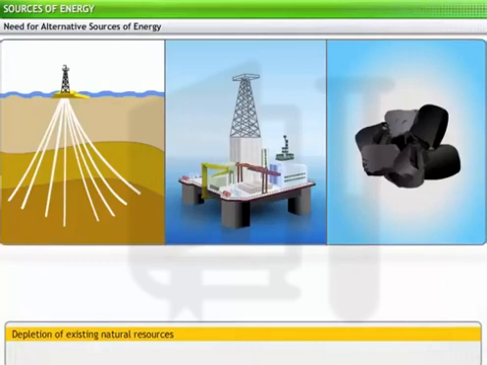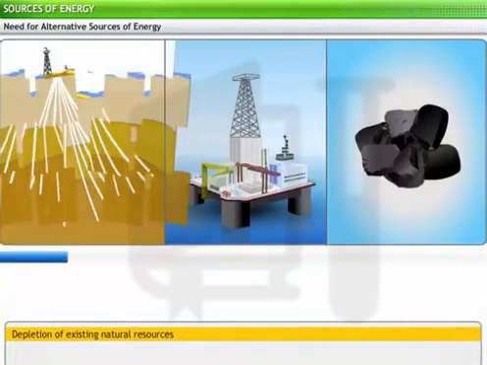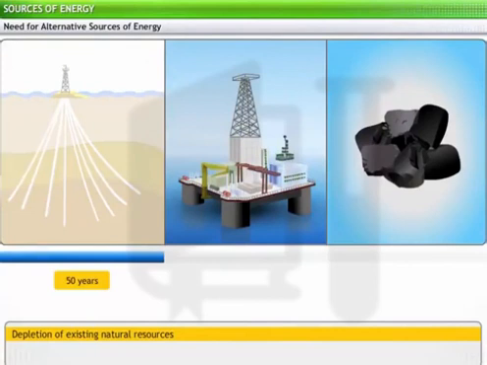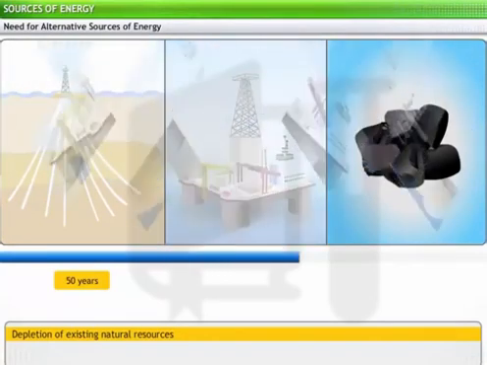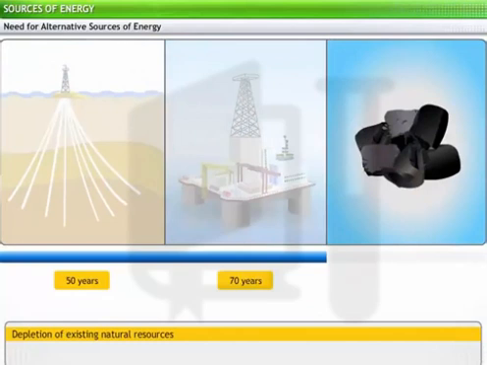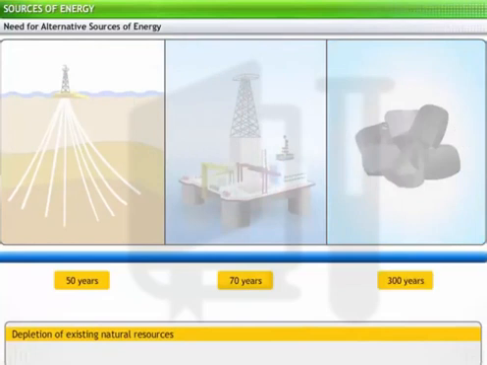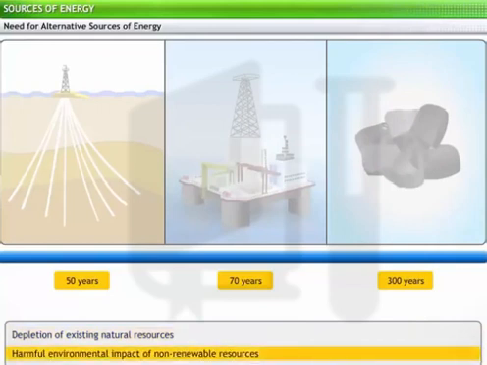Scientific data shows that we may run out of natural gas in the next 50 years. All our known sources of oil are likely to last us only for another 70 years. The coal reserves around the world may be used up in the next 300 years. All this is leading to an inevitable energy crunch.